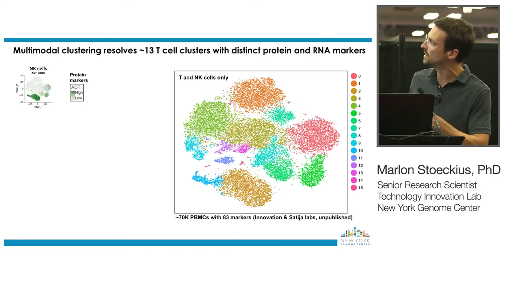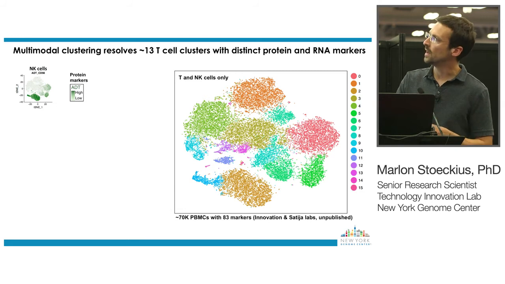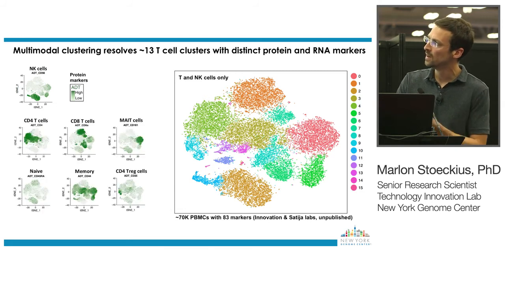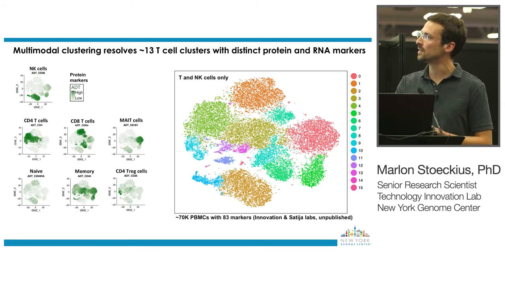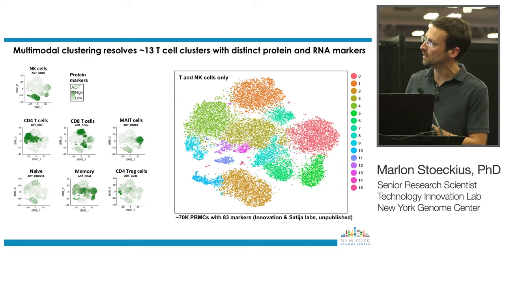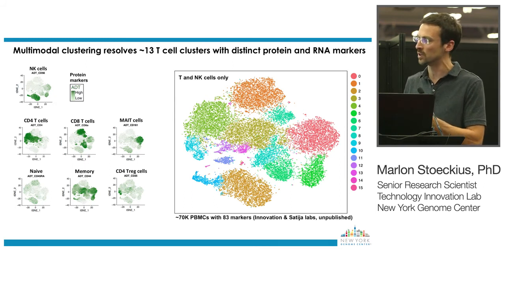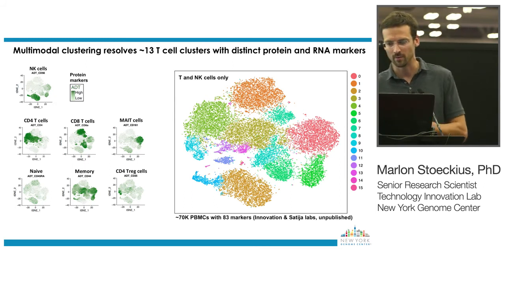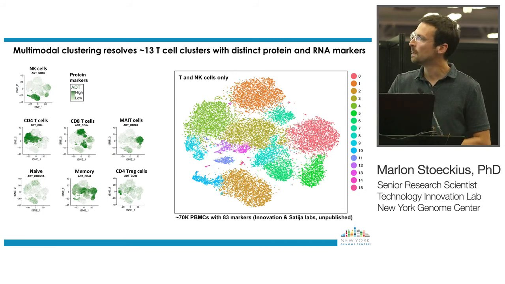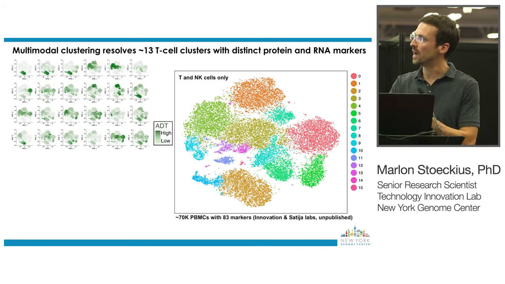Sorry, this is T cells plus NK cells. So the NK cells we're picking up very specifically. CD4 T cells, CD8 T cells, mate cells are there, and we have the naive and memory separation, and we even really pick up very nicely CD4 regulatory T cells, which are otherwise really rarely visible in these type of data sets. And then, of course, we have other different markers that are very specific based on protein.